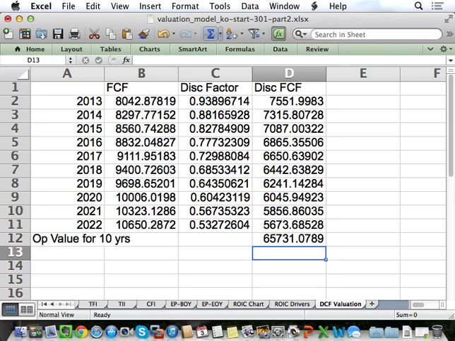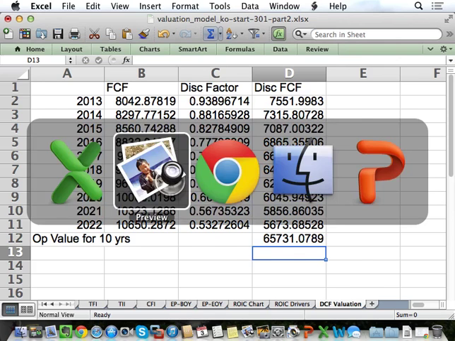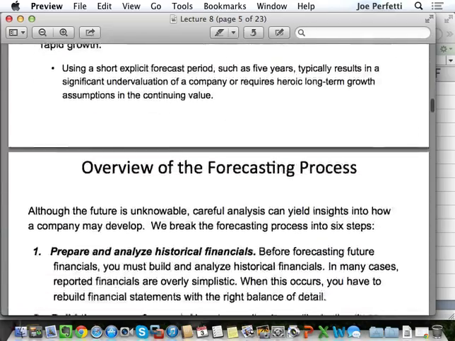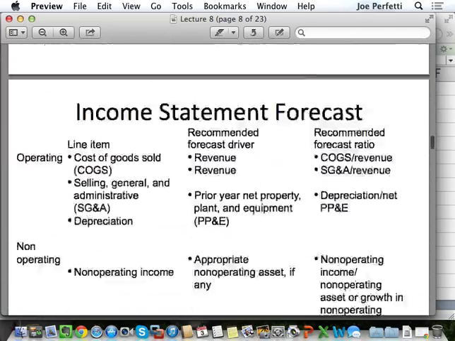What we then want to do is say Coke is going to continue its operations past year 10, year 11. It's the beginning of our continuing value period. So I want to value Coke from 11 into perpetuity, right? Now, to do that, we are going to use, for the continuing value, the key value driver equation.